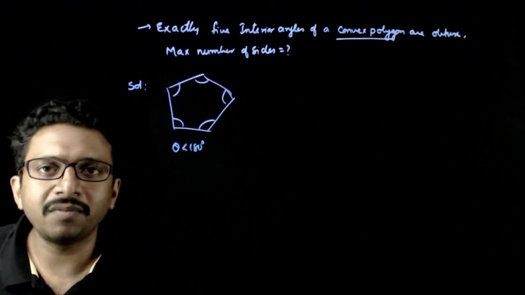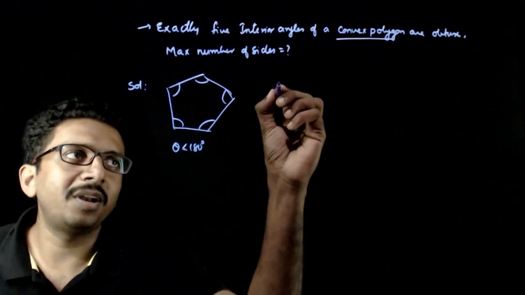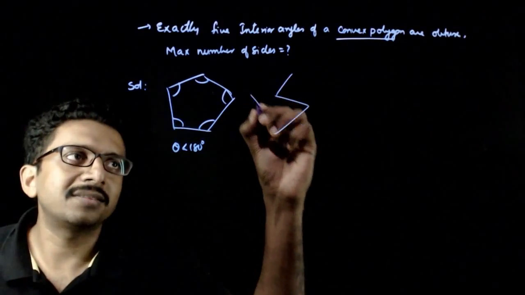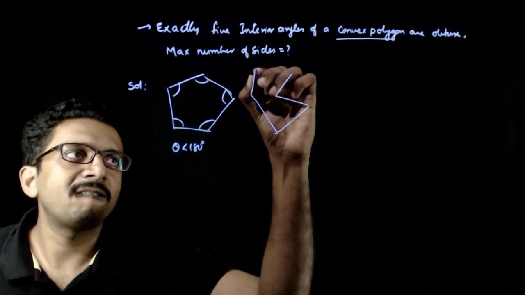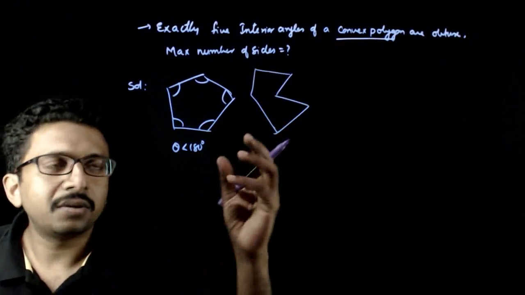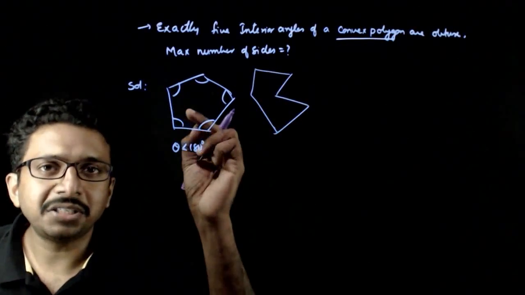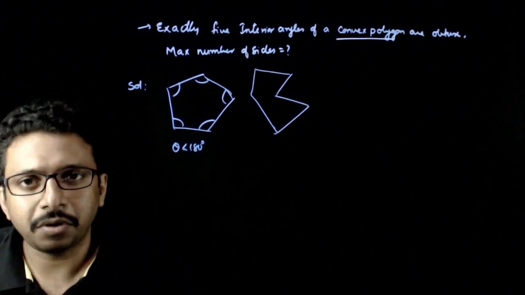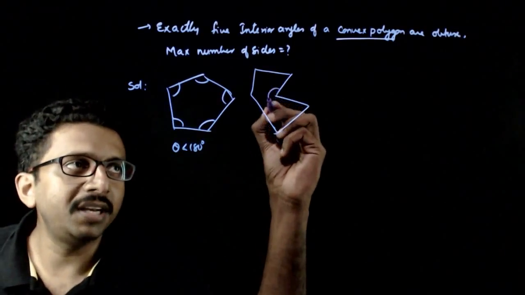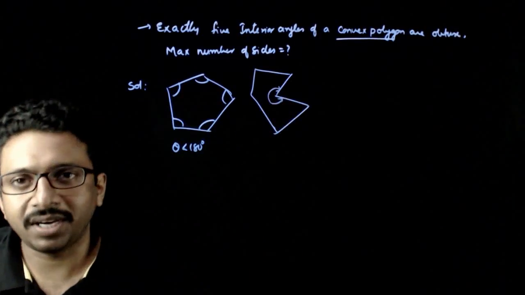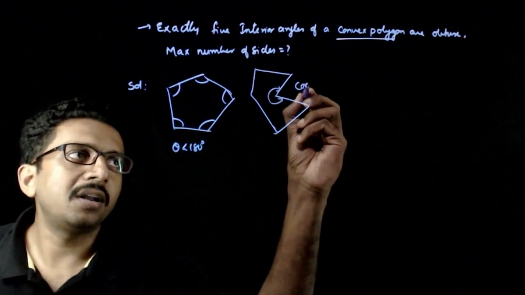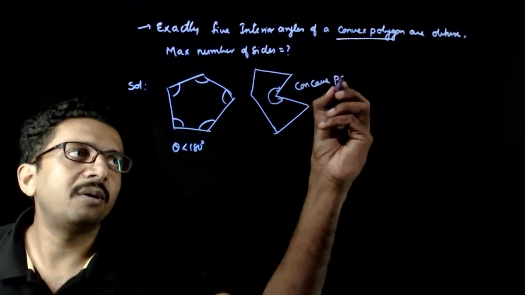There is another polygon which is called a concave polygon. A concave polygon might look like this. In this polygon, the condition for convexity is not valid because one of the interior angles has become more than 180 degrees. Such polygons are called concave polygons.